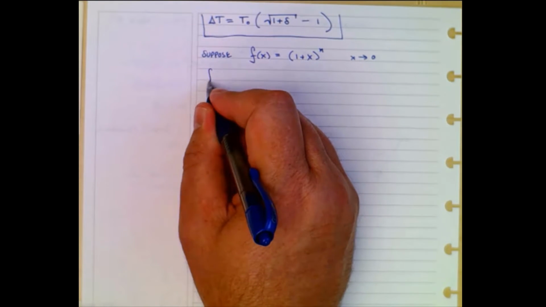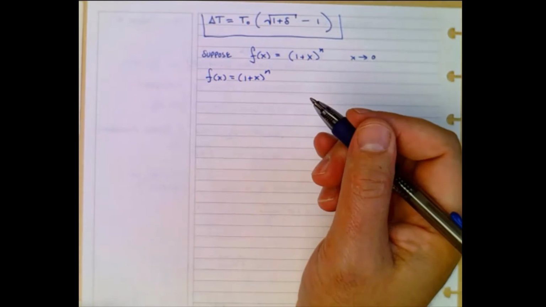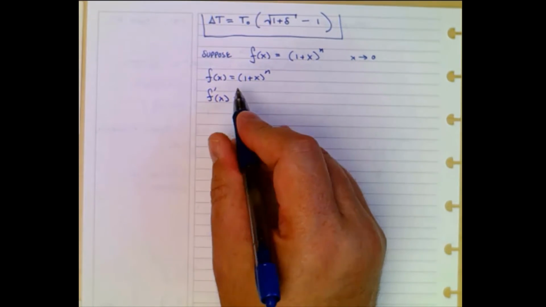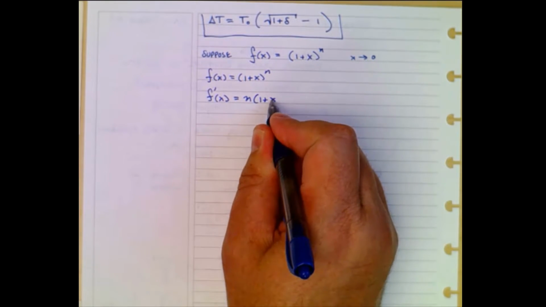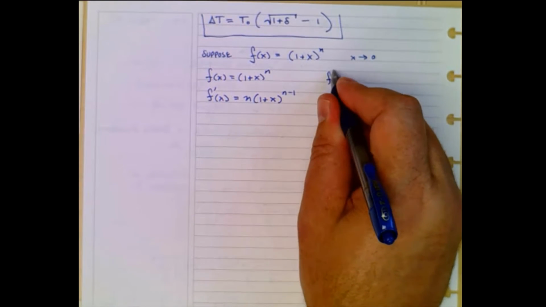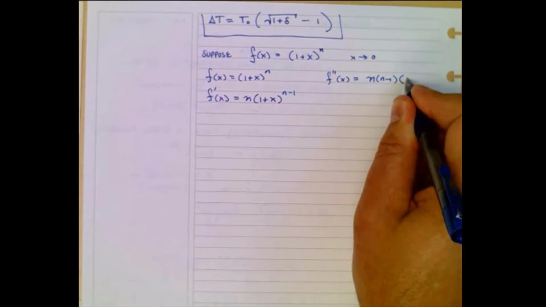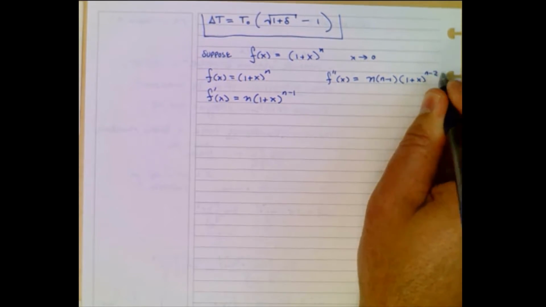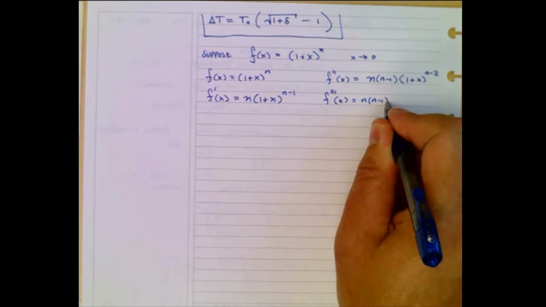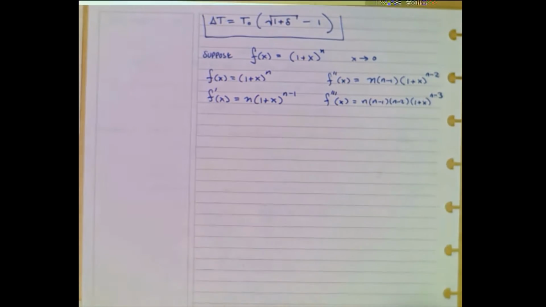So let's note here that f of x is 1 plus x to the n. F prime of x is going to equal n times 1 plus x to the n minus 1. F double prime of x will be n times n minus 1 times 1 plus x to the n minus 2. F triple prime, we won't go there, but that's going to be n times n minus 1 times n minus 2 times 1 plus x to the n minus 3. All right?